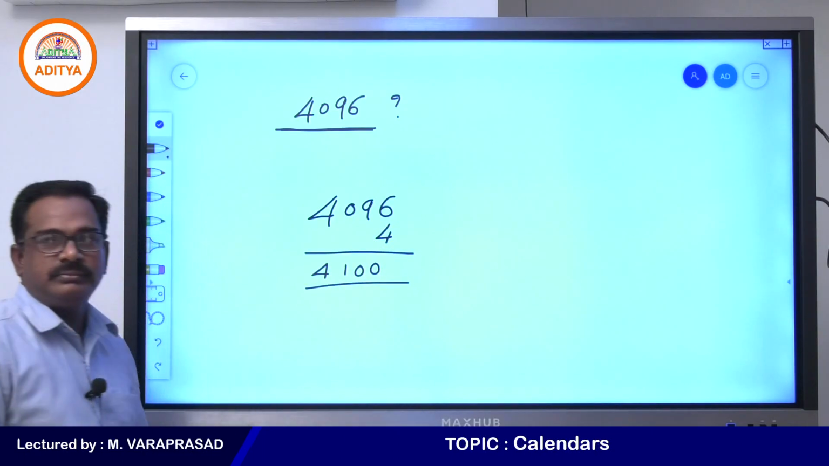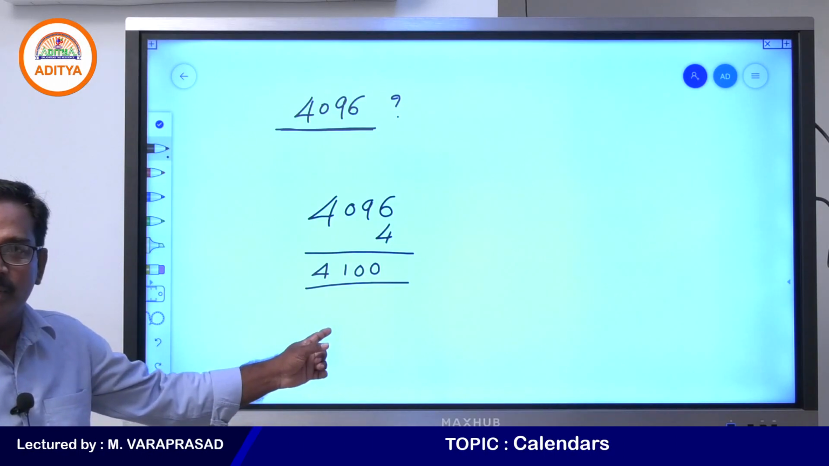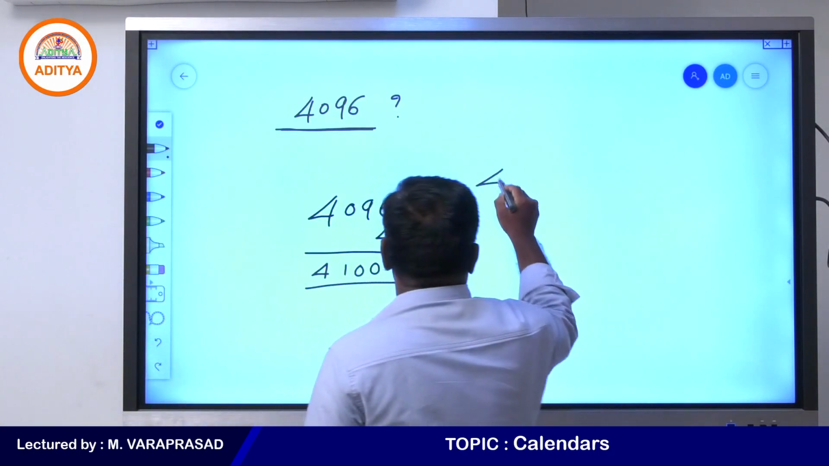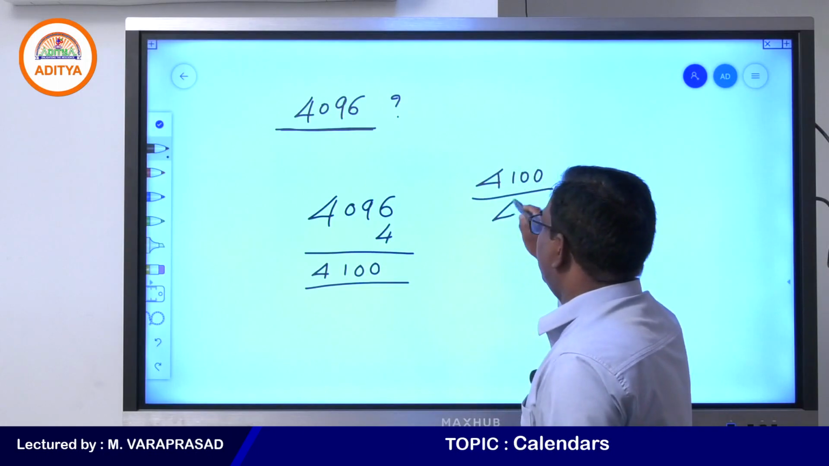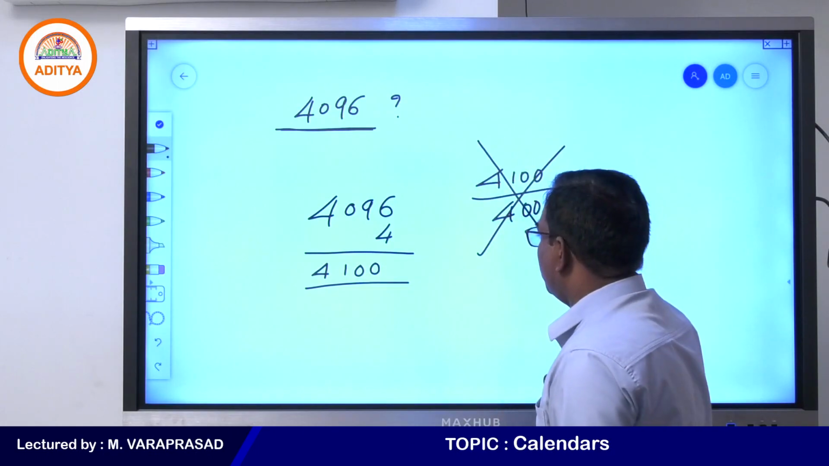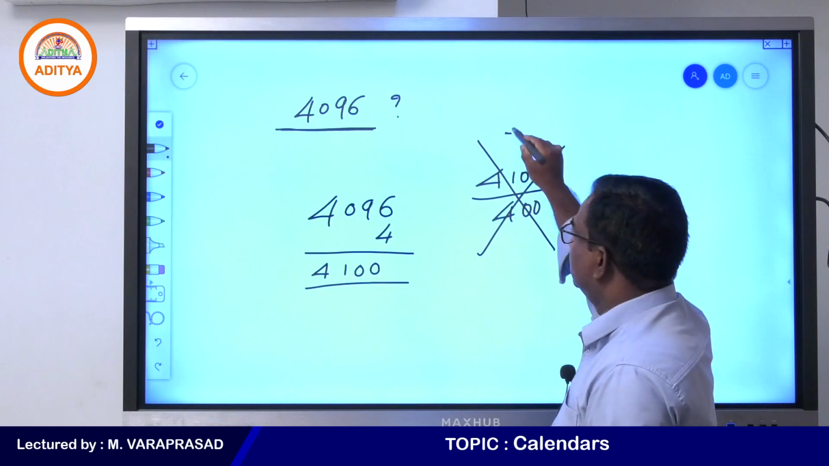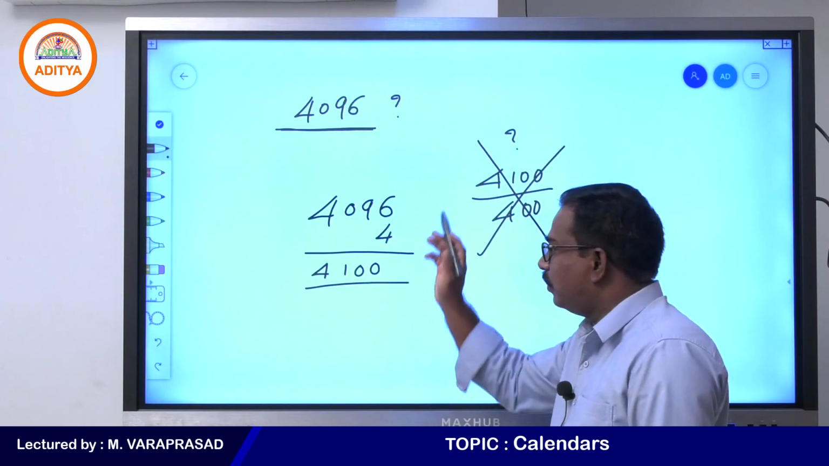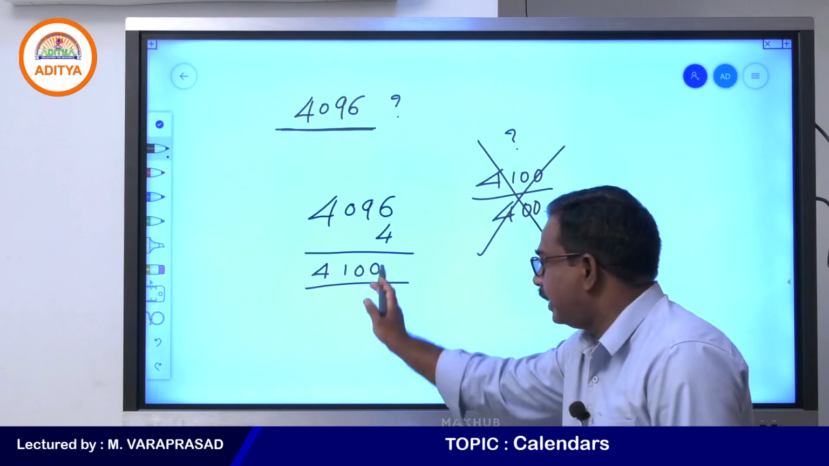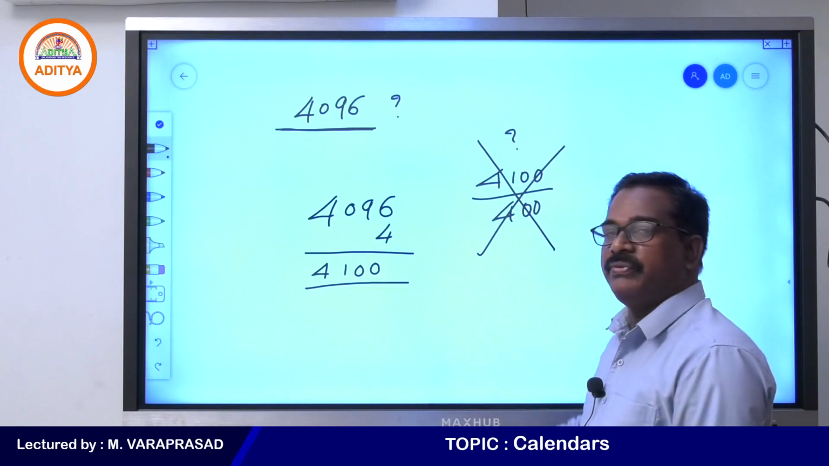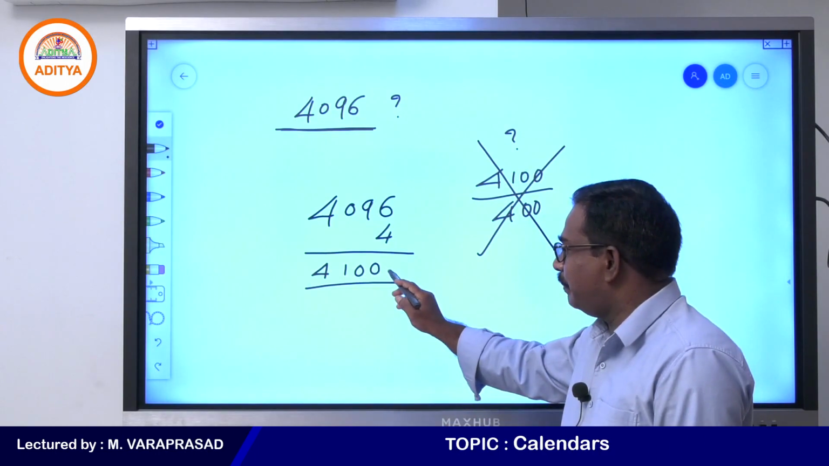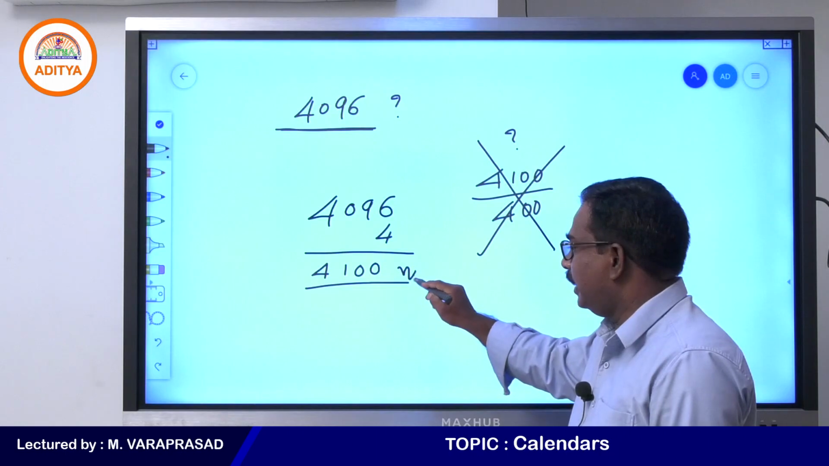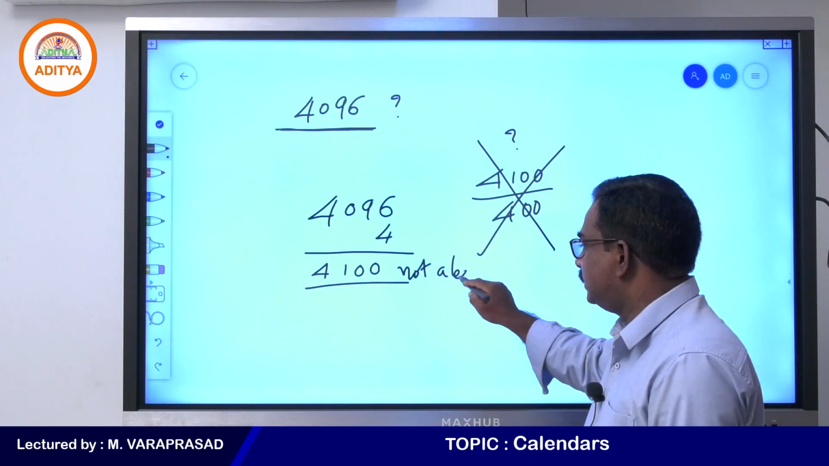40100. But it cannot be divisible by 400. By adding 4 you are getting 40100, but it is not divisible by 400. So it's not a leap year.